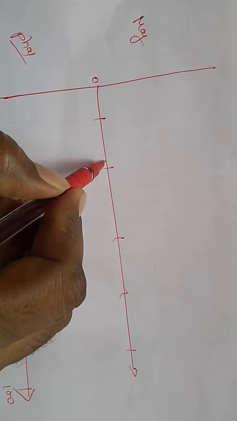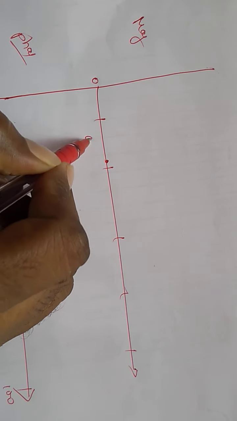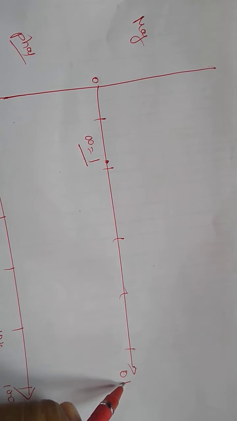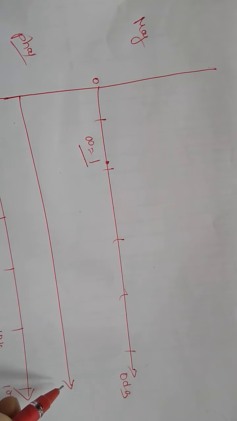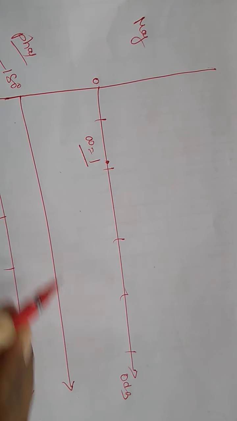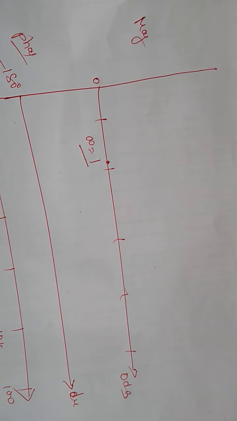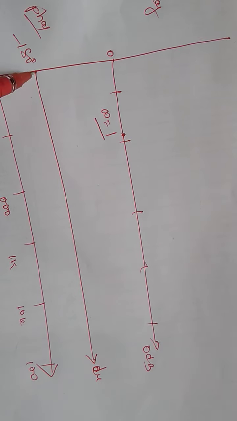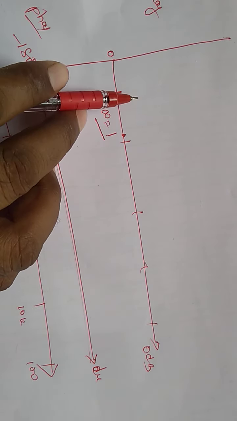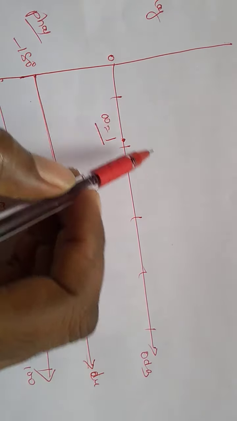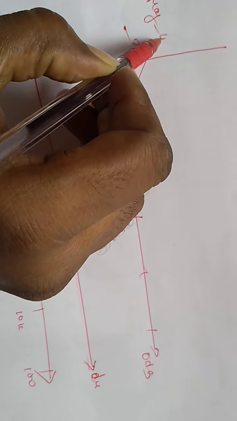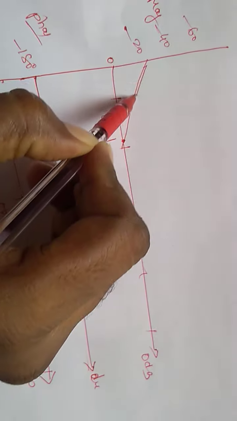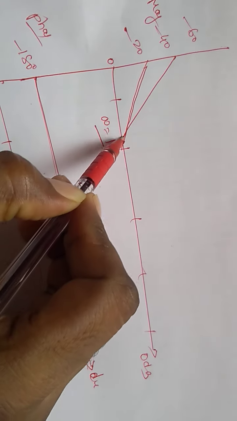Then you can mark here omega equal to 1 at the 0 dB line. In the phase angle plot, you have to draw the minus 180 degree line. Clear? You can draw this line and here you can draw the slope line. Then you can mark some values: this is minus 20 dB, minus 40, minus 60. Draw in dotted lines.